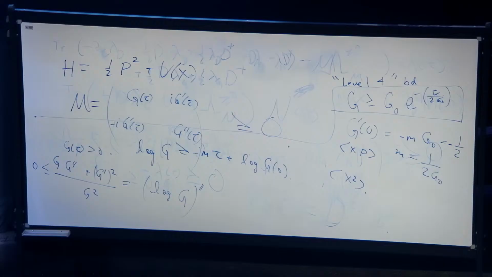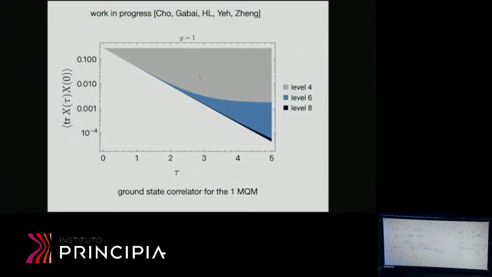Okay, so here I've shown you some adjoint correlator, trace x of tau, x of 0, in the ground state of the one matrix quantum mechanics. If we're talking about the ungauged model, that's all I have to say. In the gauged model, you should think of there being a Wilson line between x of tau and x of 0. In both cases, they are the exact same quantity. So that's the quantity we're plotting as a function of tau.